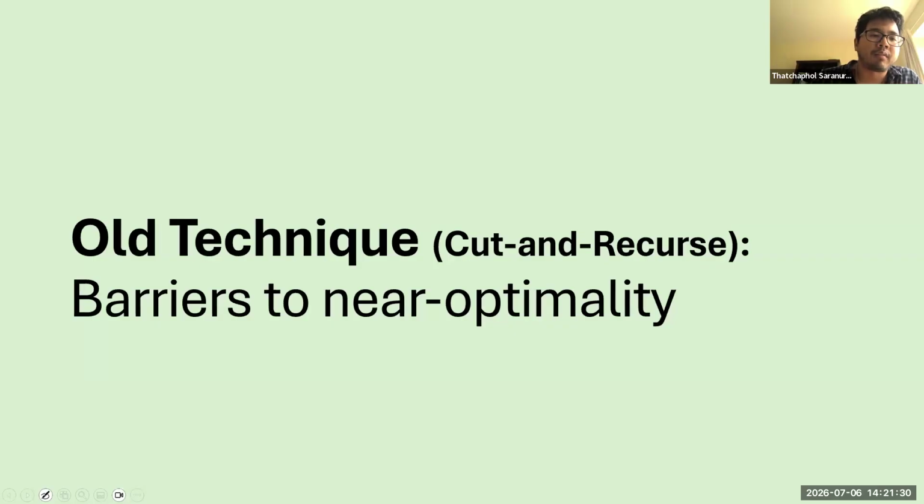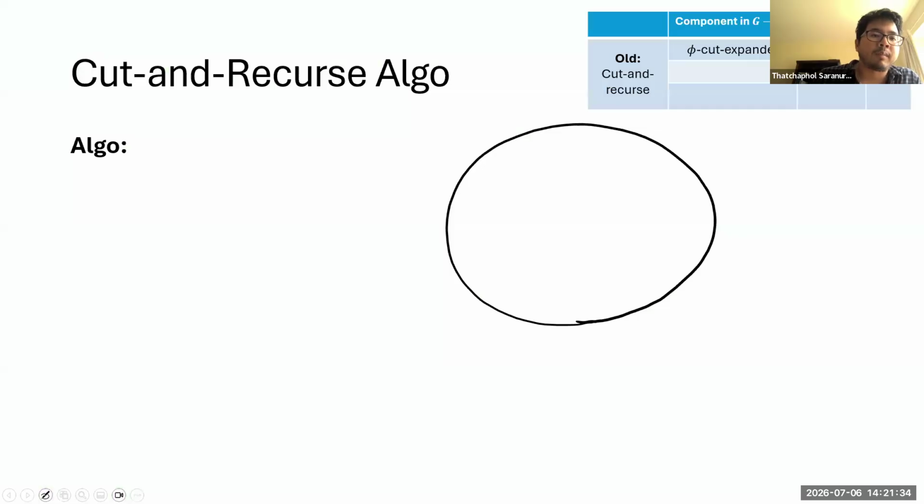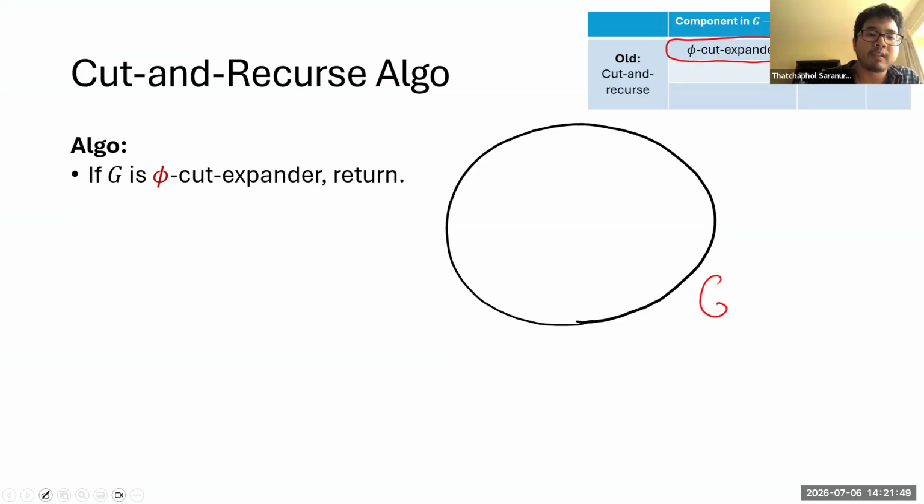This is the barrier for the cut and recurse approach. So let me tell you a bit about the cut and recurse approach. That is how to actually get this algorithm here. Okay. The algorithm is very simple. You look at the graph G here, and if the graph itself is already an expander, you don't need to cut anything, just return. You're done.